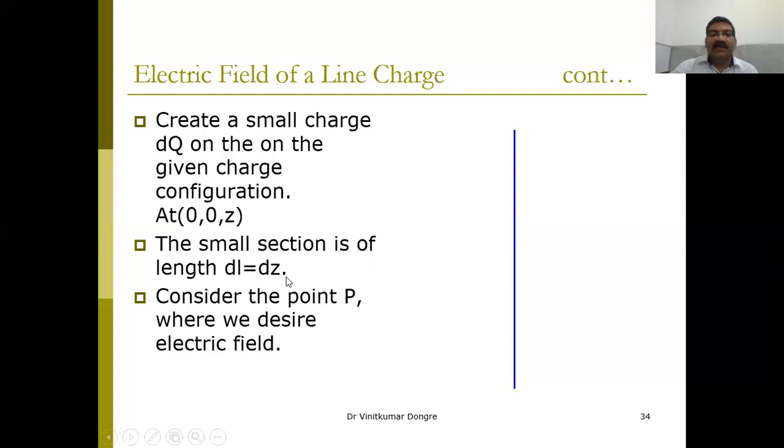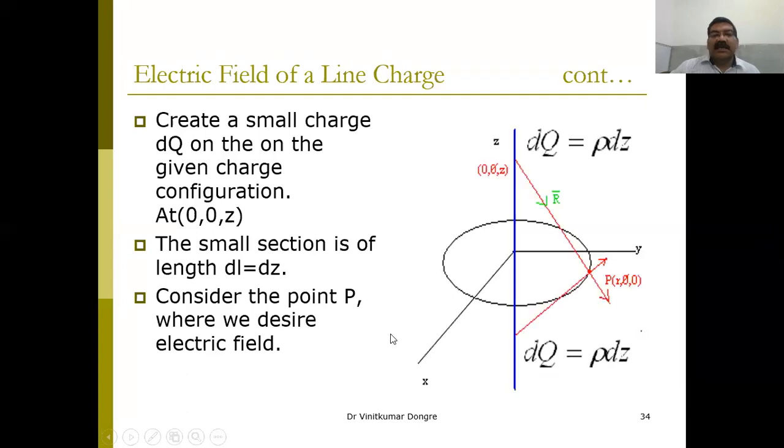The length dl is equal to dz. Okay, the small length is there. Consider the point P where we desire the electric field. Here, this is what is written in the diagram: we have considered a small charge, although this is a line charge. The line is spread along the z-axis.